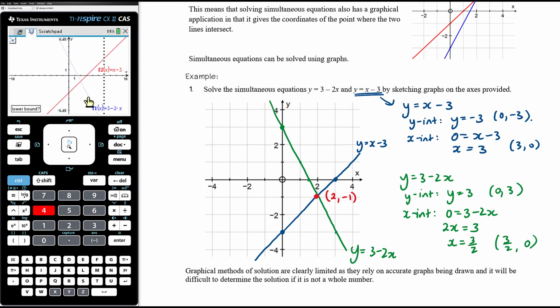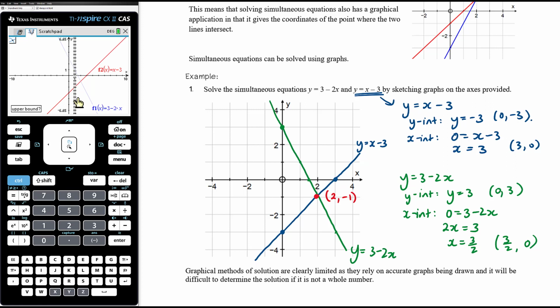And then it will ask you here for a lower bound. And what that wants, you can see as I move my cursor, it's a vertical line that's moving around. It wants me to move this vertical line so it is somewhere to the left, a lower x value of the point of intersection. So I'm going to move it about here and click.